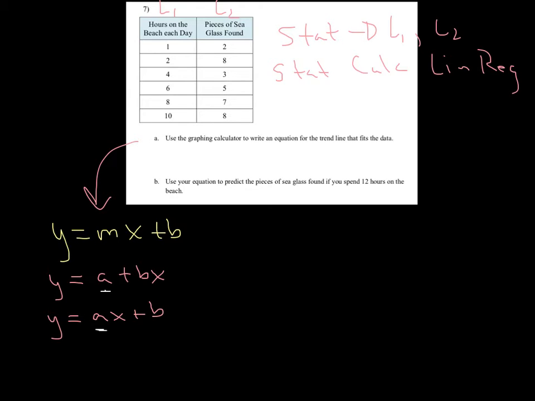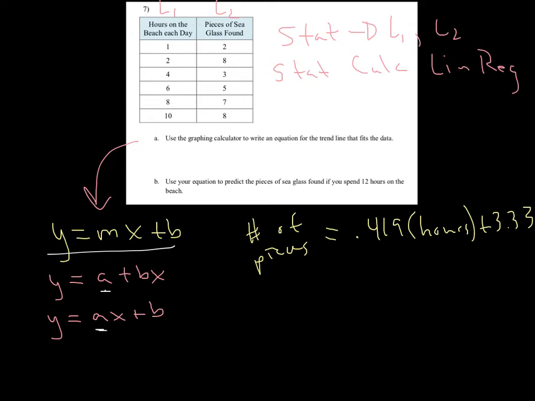Let's take a look at what the final answer should look like when it's in slope-intercept form. So for an equation, my calculator gave me the number of pieces, right? Your y is pieces of glass found. So the number of pieces of glass found is equal to 0.419 times the number of hours spent on the beach plus 3.33. And when you take a look at that scatter plot and this line on that, it's really not that great.